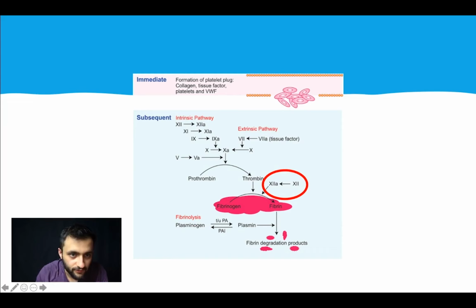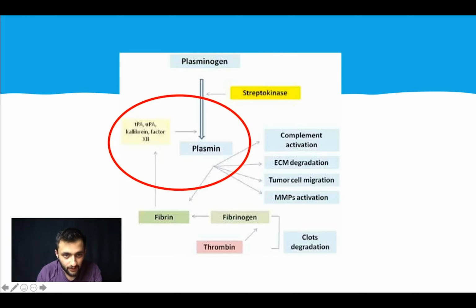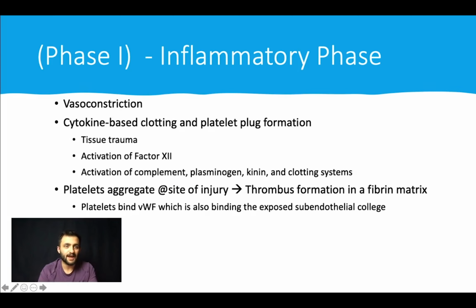If you look at factor 12 right here, it's part of the intrinsic pathway, okay? But factor 12 is really unique because we'll find that factor 12 is involved, in addition to converting fibrinogen to fibrin, it's actually also involved in breaking down that clot via plasmin. So we'll get to that. But that's kind of the start of the inflammatory phase.